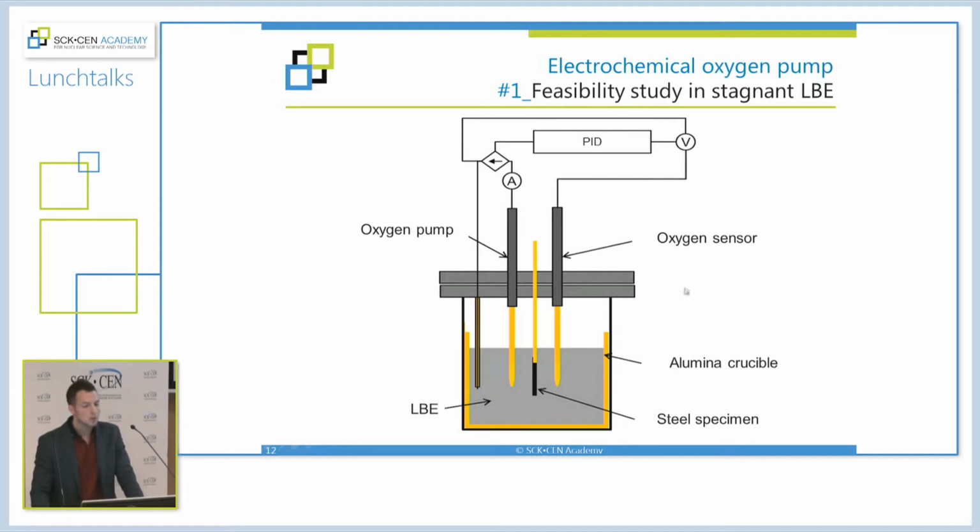The oxygen pump and the oxygen sensor look alike because they are made in the same way, but they work differently. For the oxygen pump, we apply a difference of potential, and then we measure the current. And the current is proportional to the flow of oxygen we will have. In this test, we used a steel specimen. But what are the results? Could we control or not?